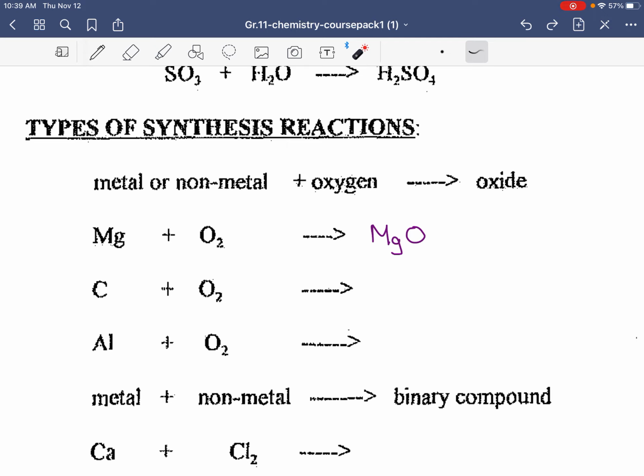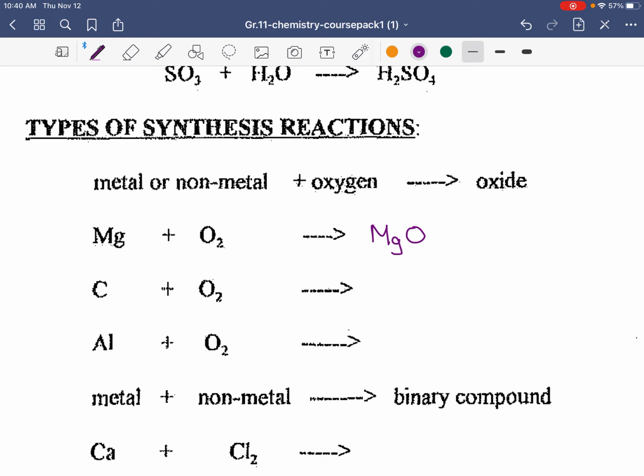Oxygen needs to be balanced. Some people may think, just put a 2 here and let's go. No, then this is not magnesium oxide anymore. You can't do that. That's ridiculous. You have to have magnesium oxide. Magnesium oxide has to be the product. If you put a 2 after the O, that becomes magnesium peroxide, and that's not legit.